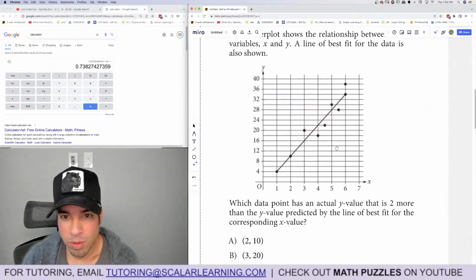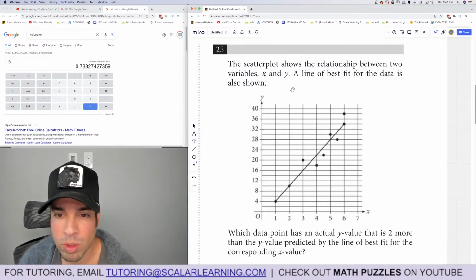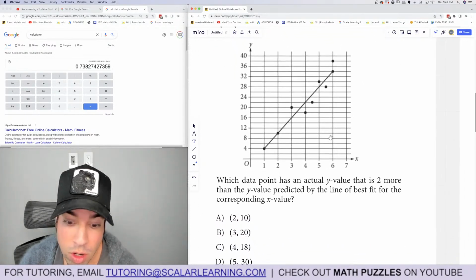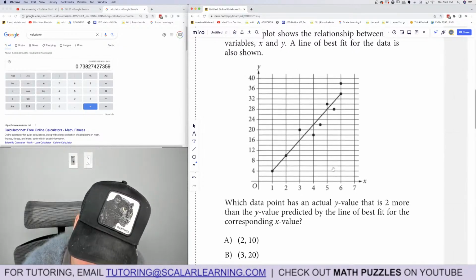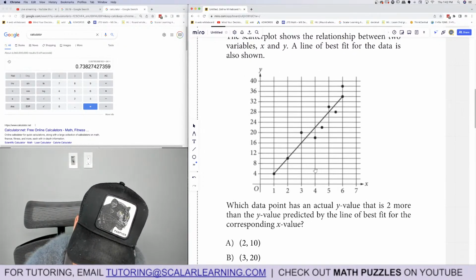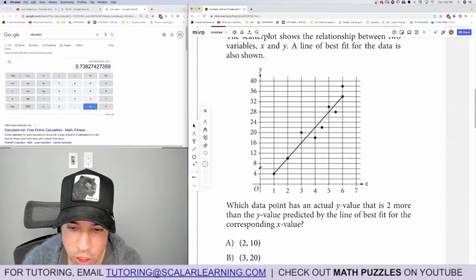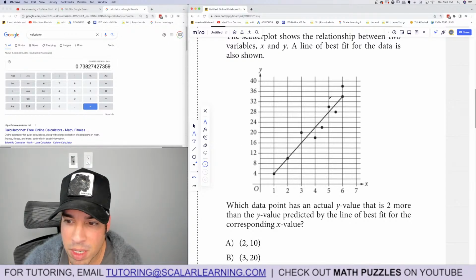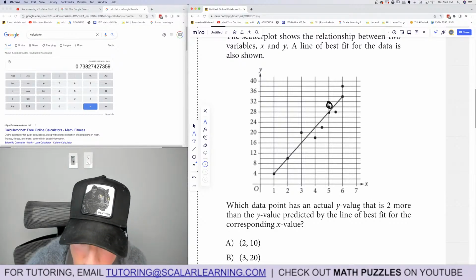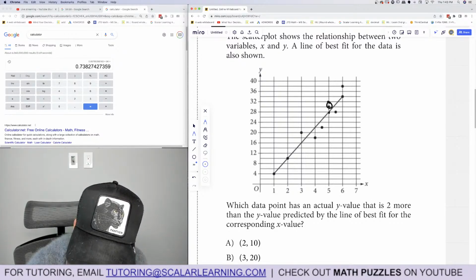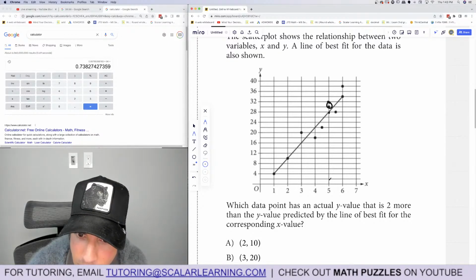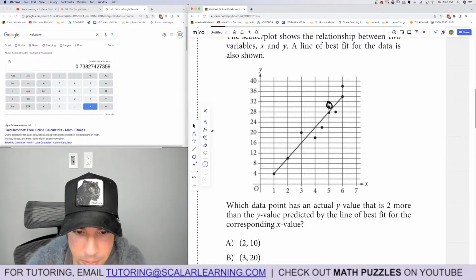Okay. 25. The scatter plot shows the relationship between two variables, x and y. The line of best fit for the data is also shown. Which data point has an actual y value that is 2 more than the y value predicted by the line of best fit? So just make sure you remember, this is not going up by 1, it's going up by 2, right? So that's 6 right there. That goes up by 2. So which one is just basically one spot above? It's this guy. Because here it's at 28, and then here it's at 30. So which point has an actual y value that is 2 more, for the corresponding x value? So it is 5, 30.